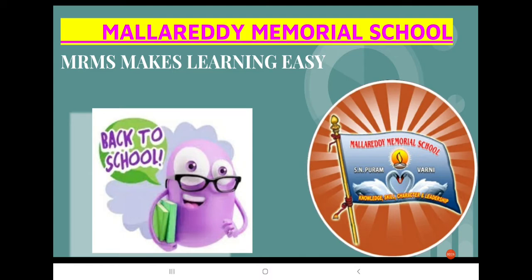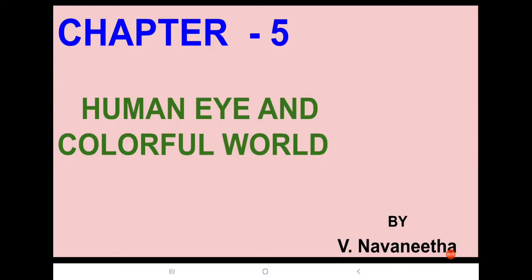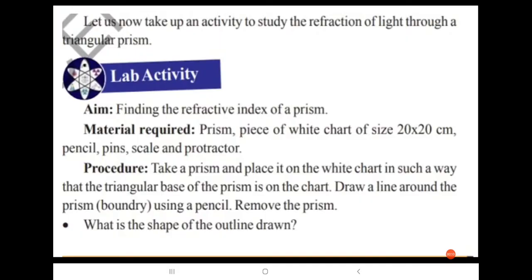Now we are going to study the topic from Human Eye and Colourful World. That is, now we are going to find the refraction of light through a triangular prism. So in the previous video we learned the angle of deviation by using a prism. We found the angle of deviation there, right? Now we are going to find the refraction of light through a triangular prism.